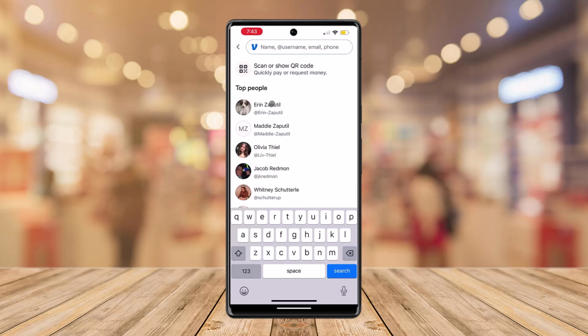So this is how you're supposed to limit Venmo transactions in an alternative way. With that, we've completed our steps.